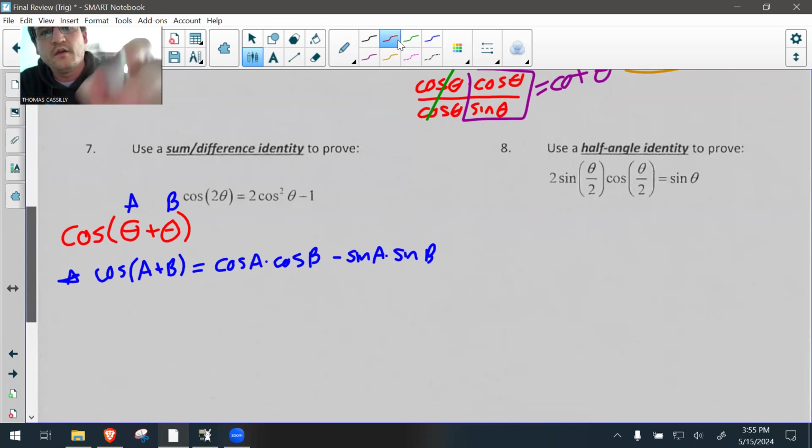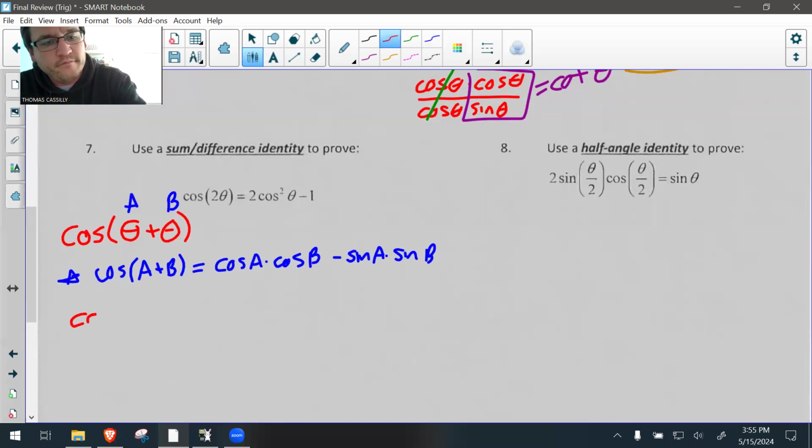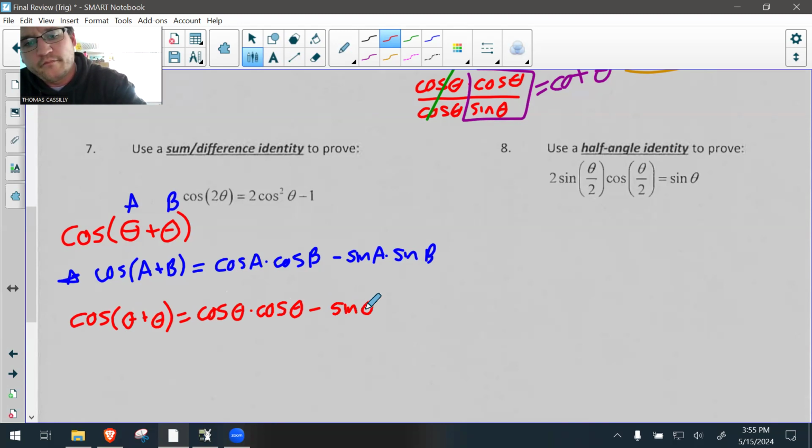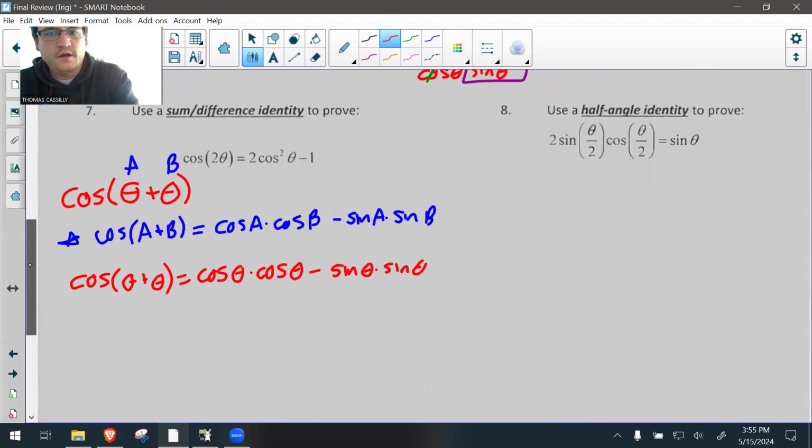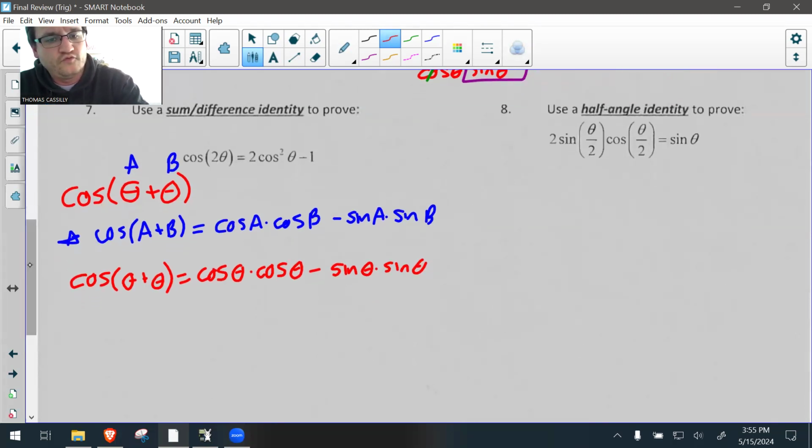They're the same thing. So we know that the cosine of theta plus theta is going to look kind of redundant here, but we're going to have cosine of theta times cosine of theta, minus sine of theta times the sine of theta. And then the next one here, we're going to call this cosine squared of theta minus sine squared of theta.